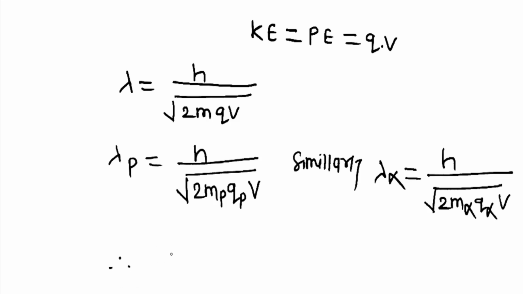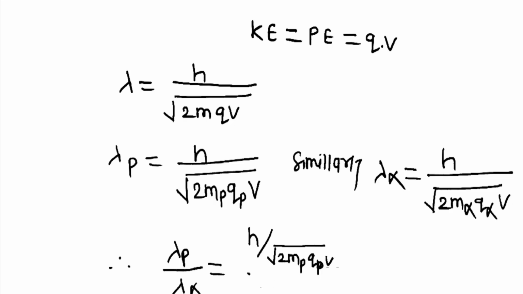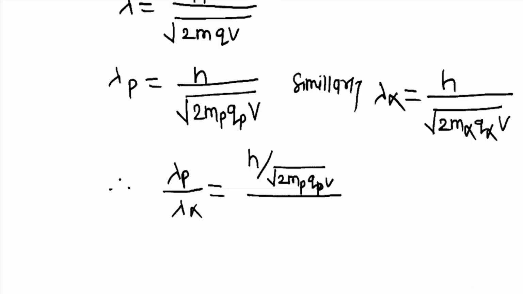Therefore, lambda p divided by lambda alpha will be equal to h divided by root of twice m_p q_p into v, divided by the wavelength associated with the alpha particle, which is h divided by root of twice m_alpha q_alpha into v.